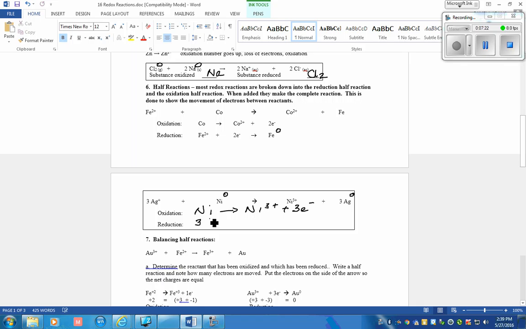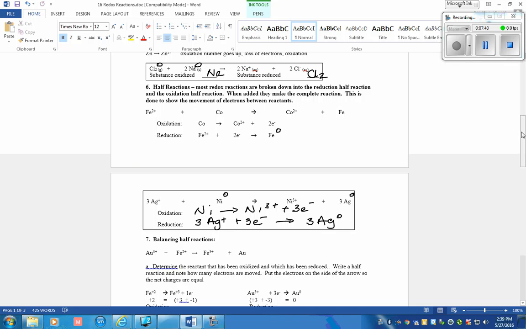Silver gains electrons. 3 silvers will gain 1 electron each for a total of 3 electrons, and it becomes 3 atoms of silver.